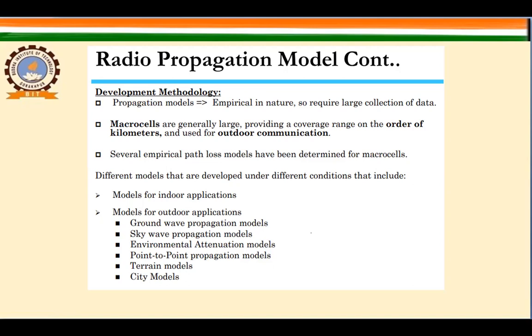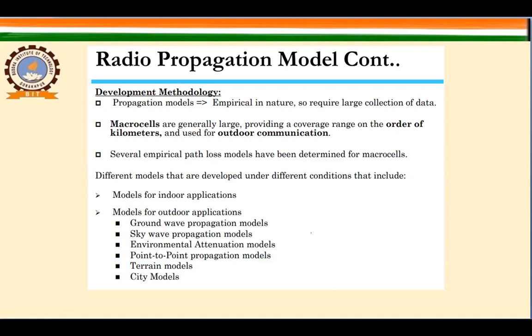Generally, our free space path is divided into hexagonals, and its smallest unit is the microcells. So they are divided into similar smaller-sized microcells. The cells are generally large, providing a coverage range on the order of kilometers and used for outdoor communications. Several times we have seen that this empirical path loss model has been determined for macro cells. So different models are developed under different conditions, and that is as follows.